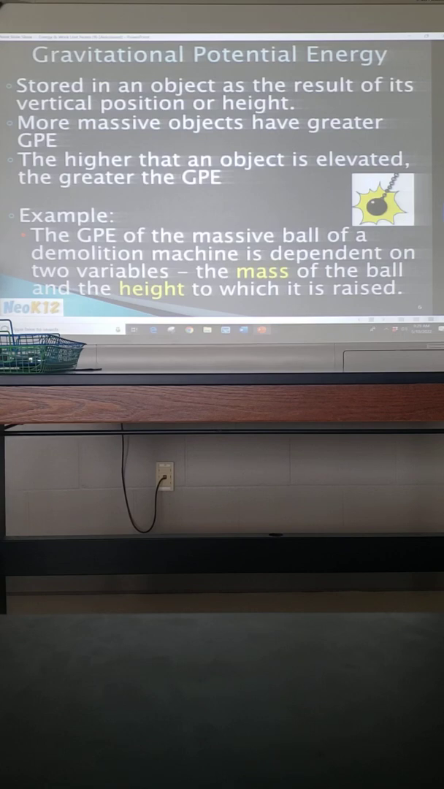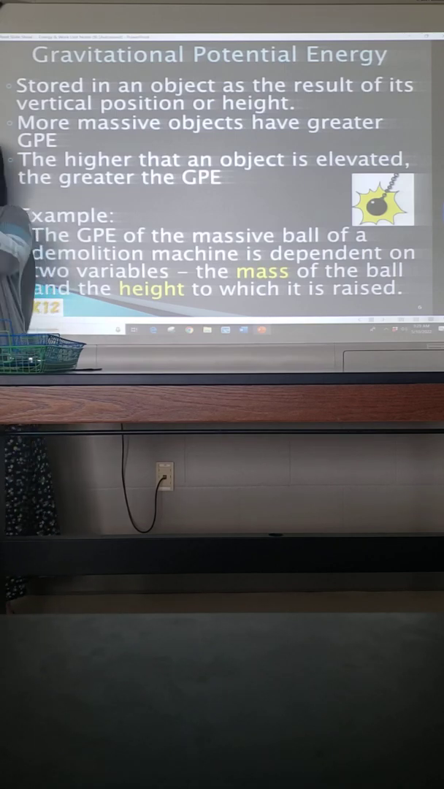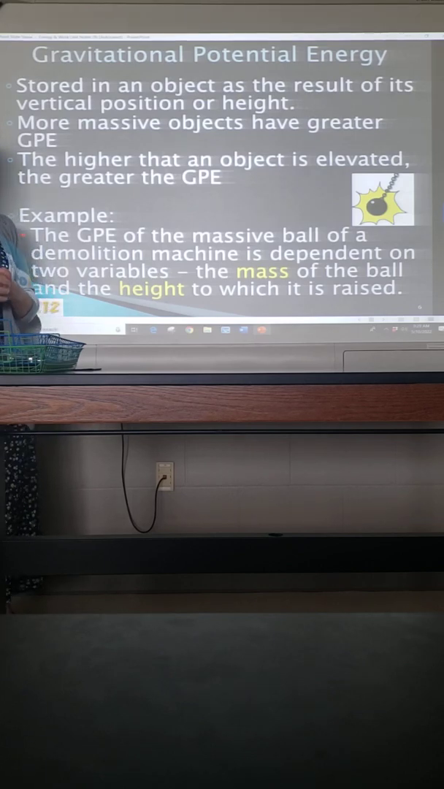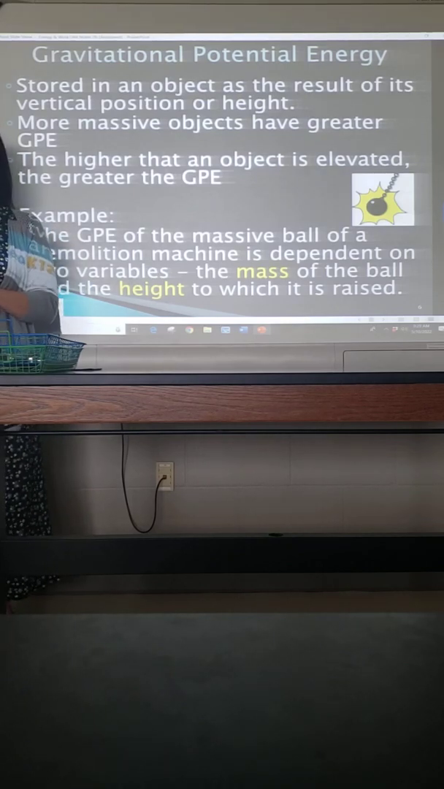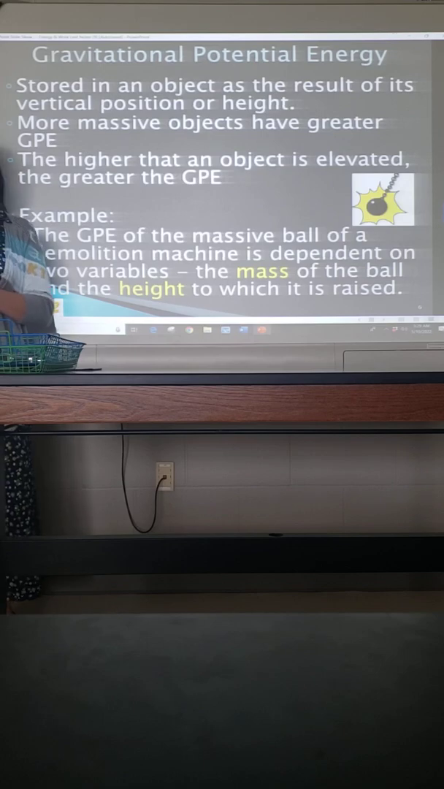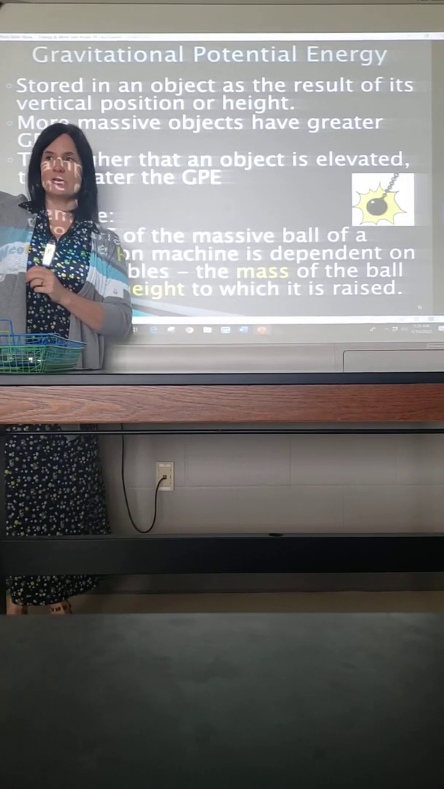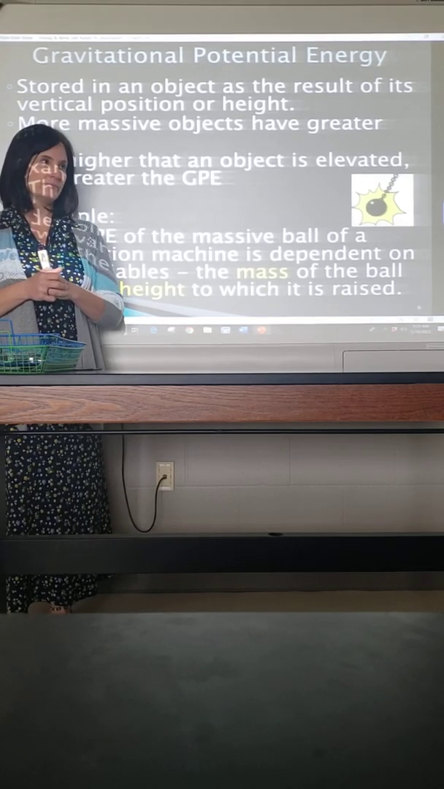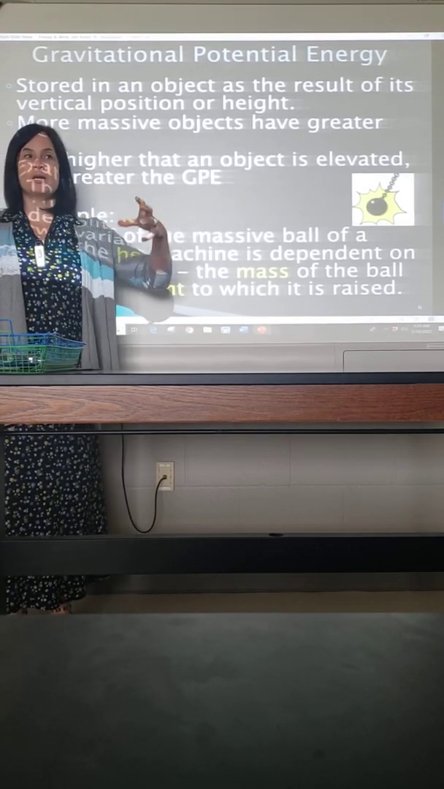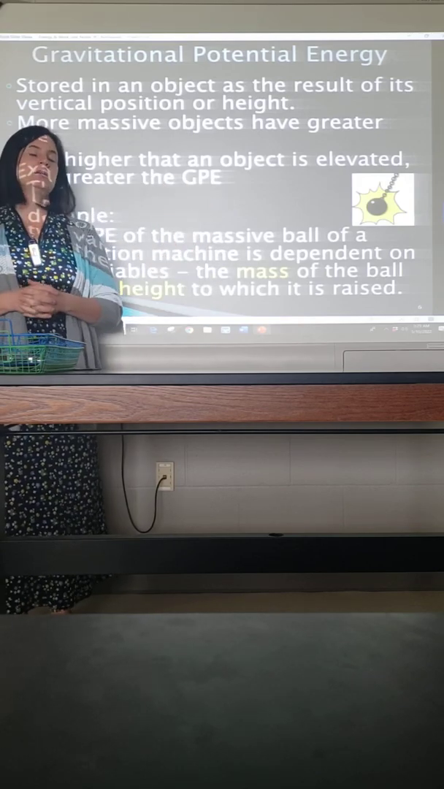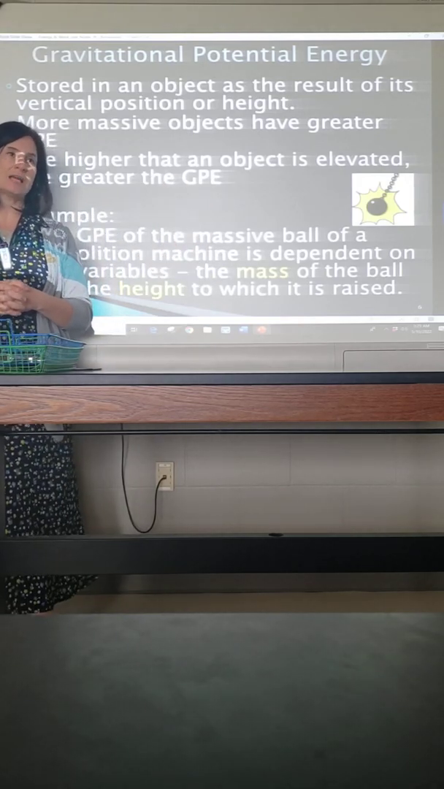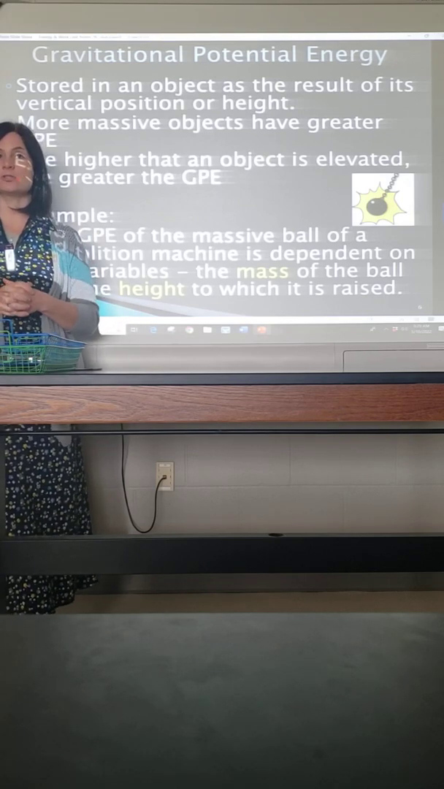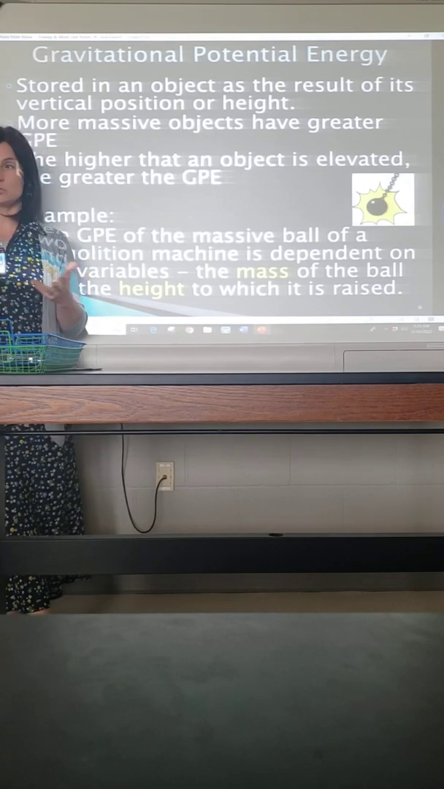So the GPE of the massive ball of a demolition wrecking machine is dependent on two variables. The mass of the actual ball, which kind of looks like a big giant bowling ball, and the height. If I raise it up higher and higher, it has more potential to fall. If I make that ball bigger and bigger with more and more mass, it also has the potential to have more energy, and we could see that in the result of it crashing into the building that it's supposed to be demolishing.